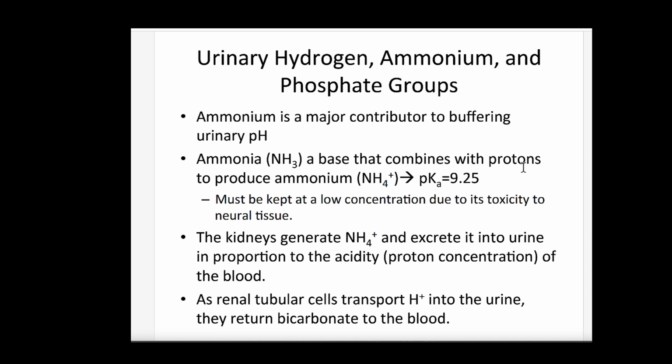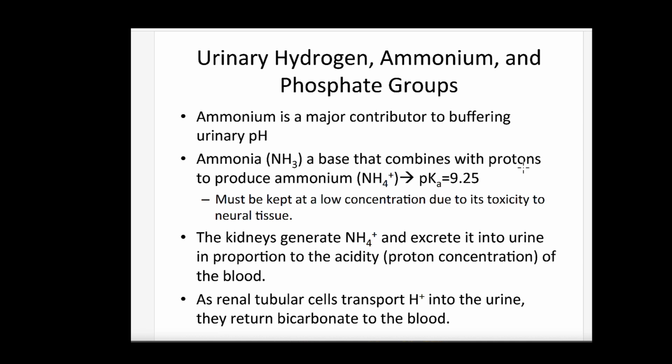Now, even though it's not a strong acid, it has to be kept at a low concentration because it is toxic to neural tissue. So despite it not being a strong acid, the accumulation of this can cause degradation and toxicity to neural tissue. The kidneys are going to generate NH4 and excrete it into the urine in proportion to the acidity or the proton concentration of the blood. So as renal tubular cells transport hydrogen ions into the urine, they're going to return it right back as bicarbonate anions into the blood. So there is ultimately this cycle that helps to provide a balance.